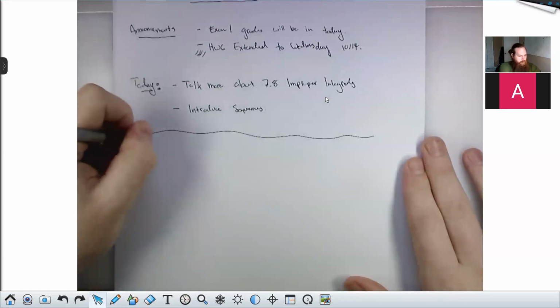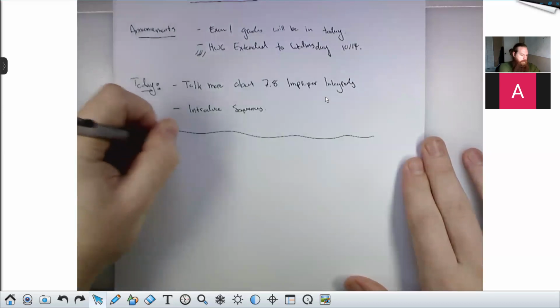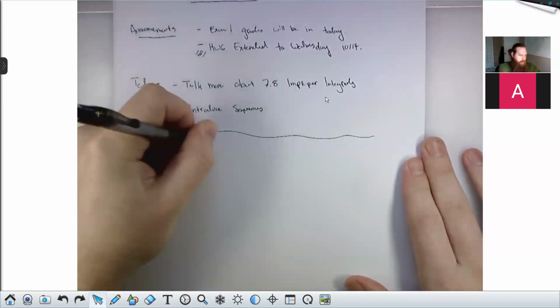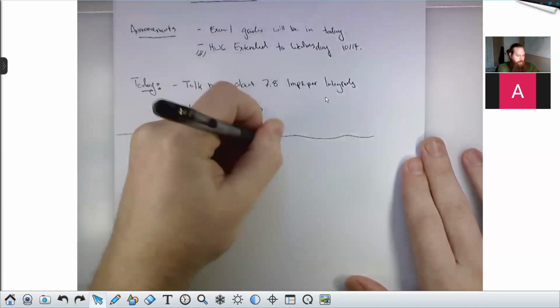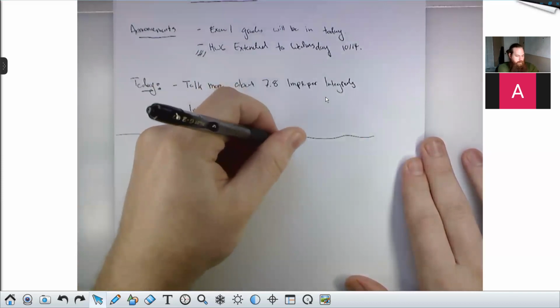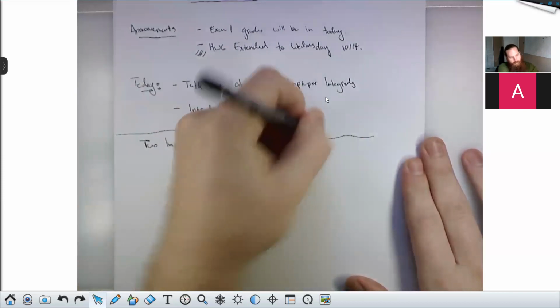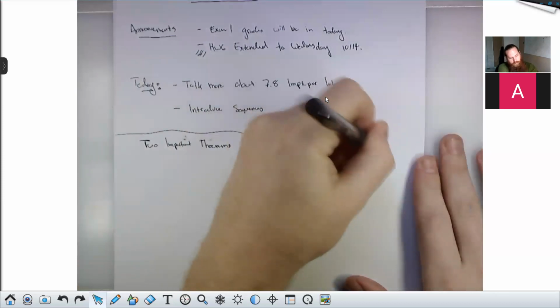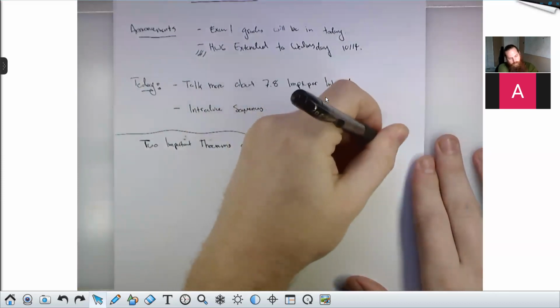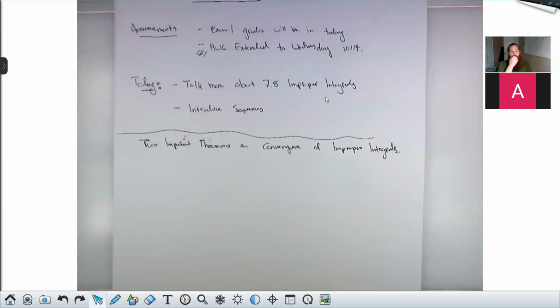So, two important theorems on convergence of improper integrals. Before I show you these theorems, I want to give a little introduction to this part of the class. I know I did something like this last week, but just bear with me.